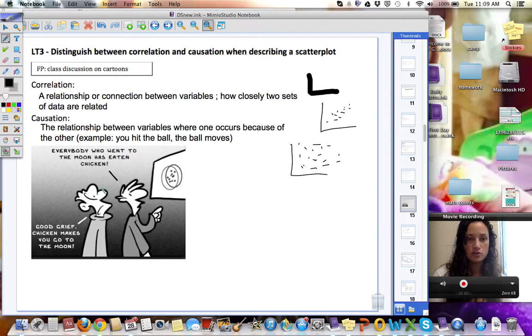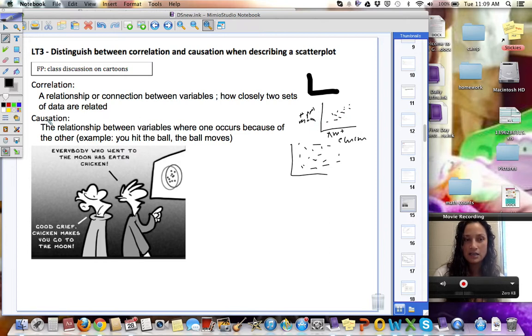So like this little cartoon here, we see a little graph and it's showing that there is a correlation between chicken and people that have been to the moon. There would be a positive correlation. So this would be the number of people to the moon, and this would be the amount of chicken eaten, and we see that people who are eating chicken are going to the moon.